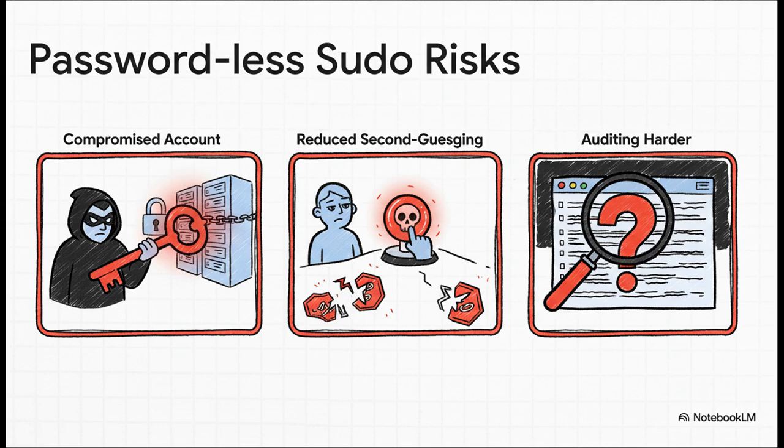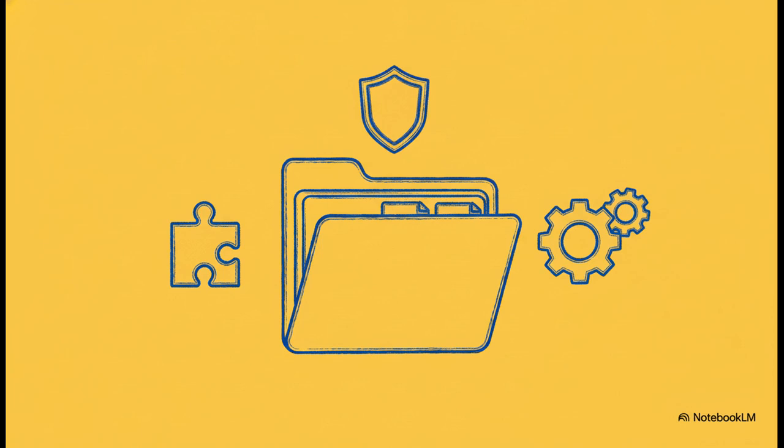You're also removing that little moment of friction that makes a user pause and think, am I sure I want to run this destructive command? This is a major trade-off between convenience and security, and it should not be taken lightly. So, if you remember just one thing from this whole explainer, let it be this. Always, always manage your sudo rules with individual files inside the /etc/sudoers.d directory. It is the absolute foundation for a configuration that's modular, safe to edit, and perfectly built for automation.